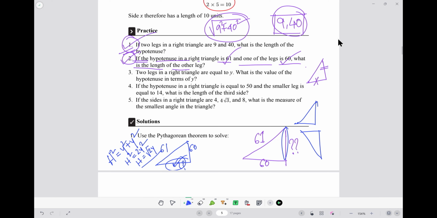If the hypotenuse in a right triangle is equal to 50 and the smaller leg is equal to 14, what is the length of the third side? It's a very simple problem. They are all the same.